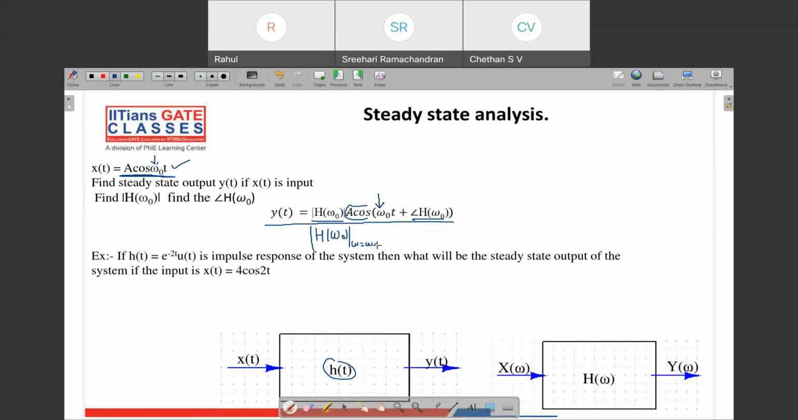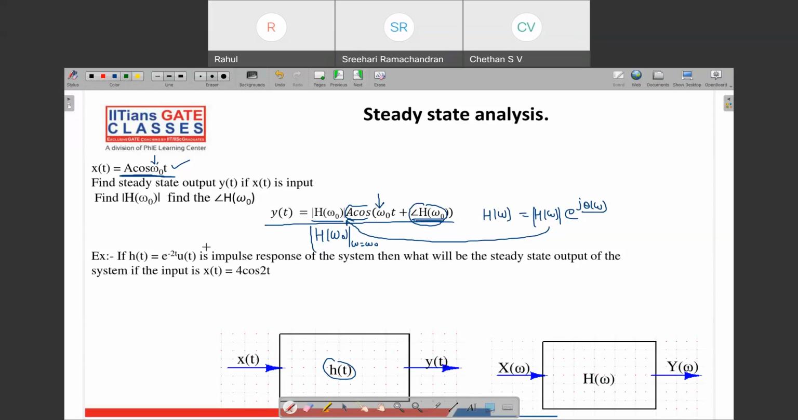Now, the phase is the angle of this. So, we know that this h of omega is a complex number. So, it will have the magnitude part and it will have the phase part. This magnitude part we are taking in the amplitude term, and this phase part we are putting in the phase term. Okay, so this is how we calculate the steady state of the system output.